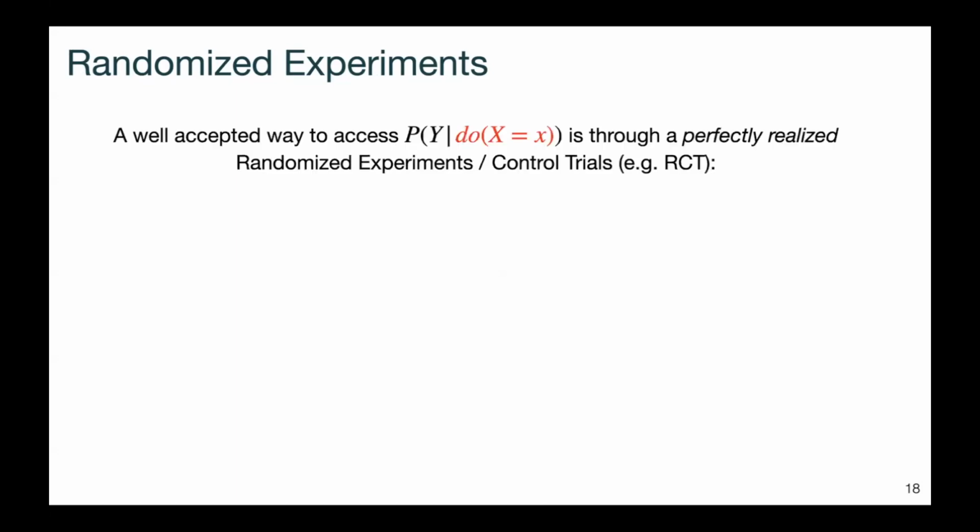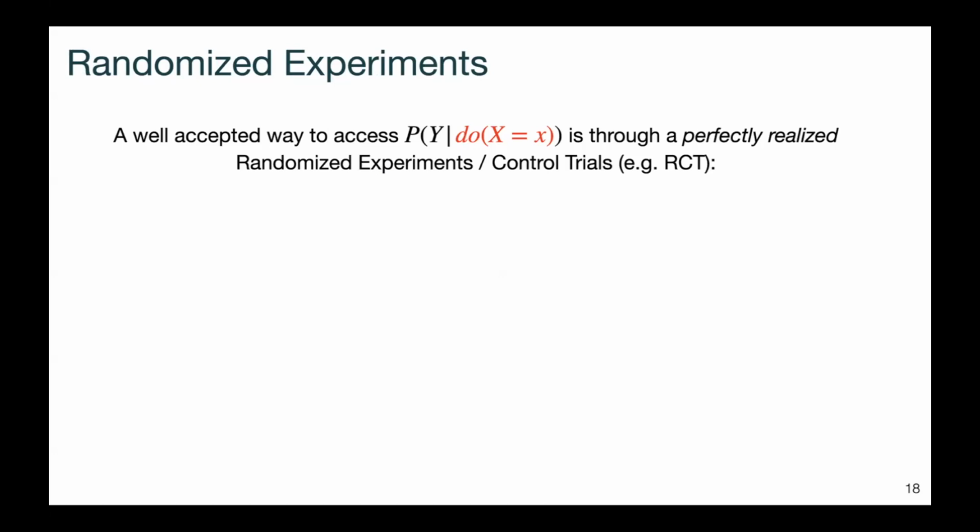So I think I'll give up on this. So randomized experiments is something that we know is mimicking these interventions in the real world, right? So how does this work? A well-accepted way to assess this interventional distribution is through a randomized controlled trial.